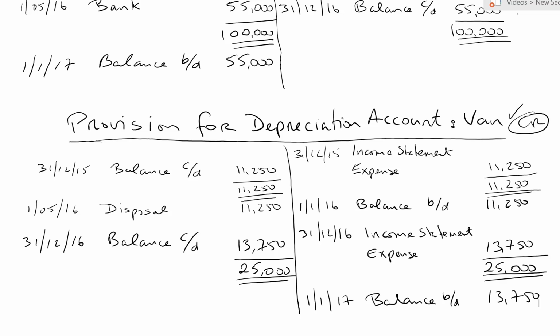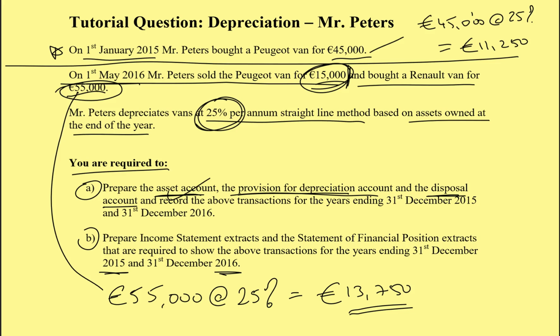So if you just go back to our question, you see we've completed the asset account, the provision for depreciation account and the disposal account, and we show them the transactions for 2015 and 2016. So that is that complete. So now I just need to show the income statement and the statement of financial position extracts for 2015 and 2016. So we'll go back to where we were, our working sheet.